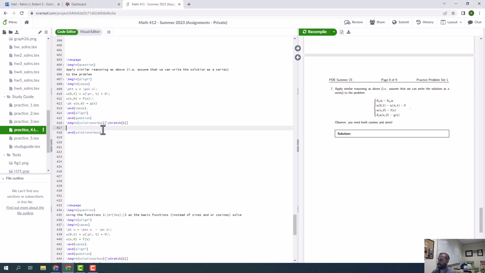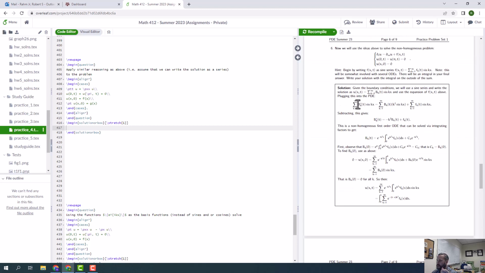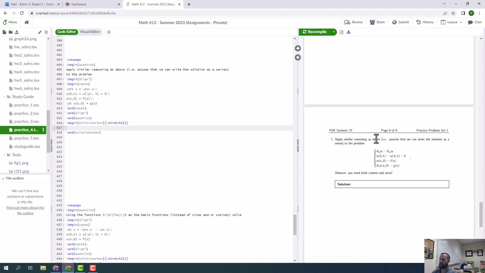Okay, so let's look at this question. There was a hint, or not a hint, a thing here that says observe you need both sines and cosines. So that's a little confusing. What I should have said is that the b of t function, the a of t function, like these guys up here, the bk of t, those will have both sines and cosines, unlike before where it was an exponential function.